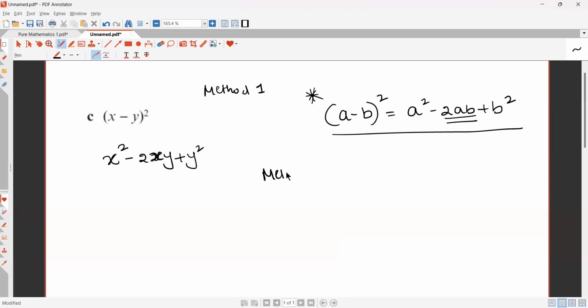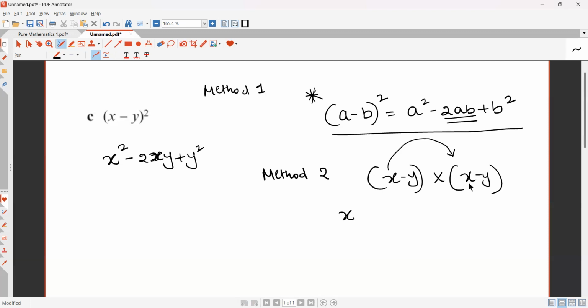Then let me do method 2. In method 2, this is (x − y) multiplied by (x − y). Now if I do the long method of this, I can write x. This x gets multiplied to both the terms inside the bracket, so x minus y. Now there is minus y here as well, so minus y. Again, this minus y gets multiplied to both of them inside the bracket, so again x minus y.